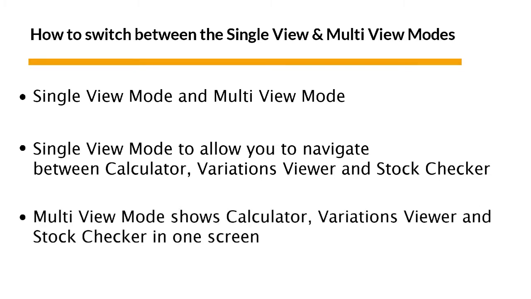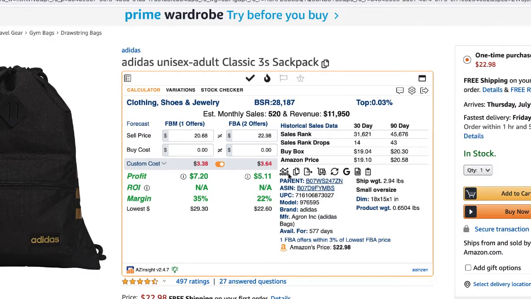The multi-view mode will allow you to see all the features of AZInsight on the same window, with the ability to collapse each section one by one, which comes in handy when you want to see all the sections of the tool in one screen. Let's take a look at how to switch between the single view mode and the multi-view mode.